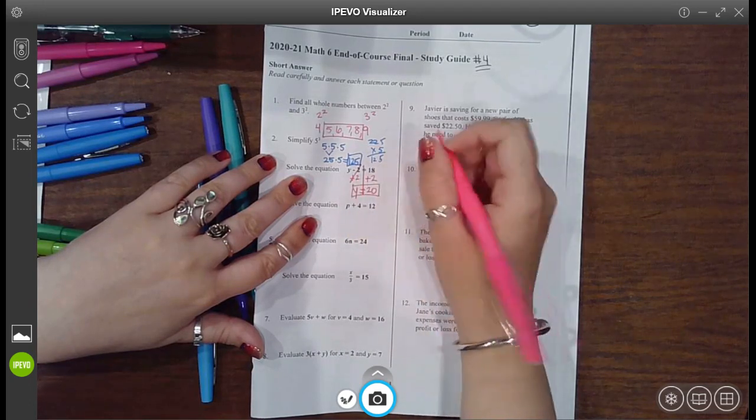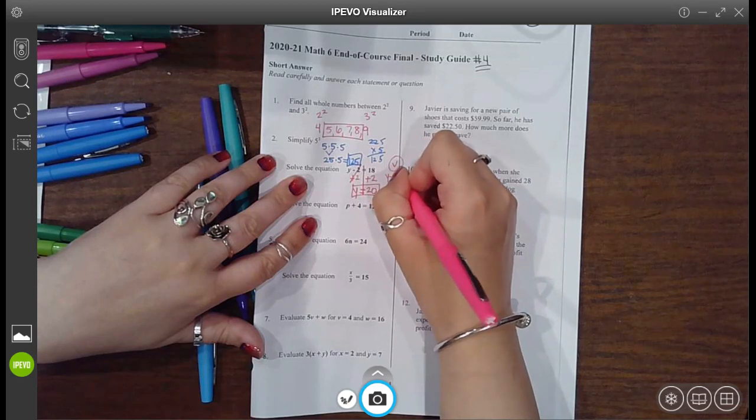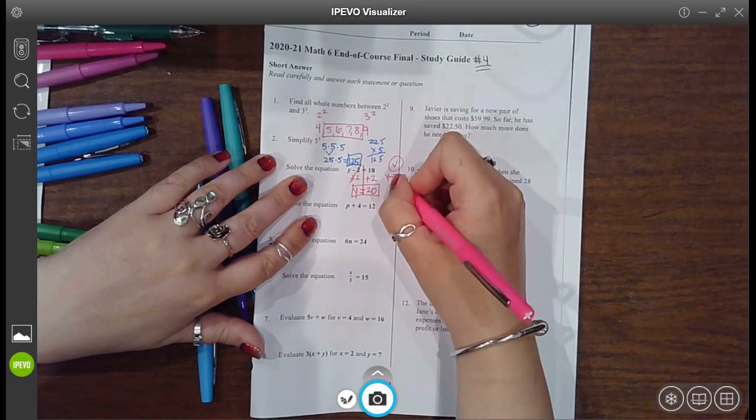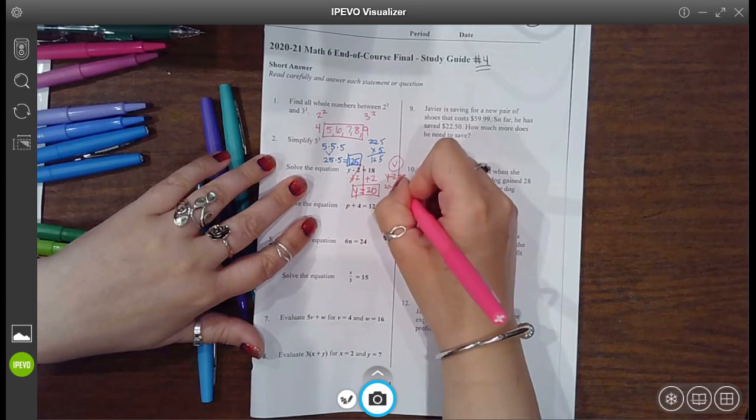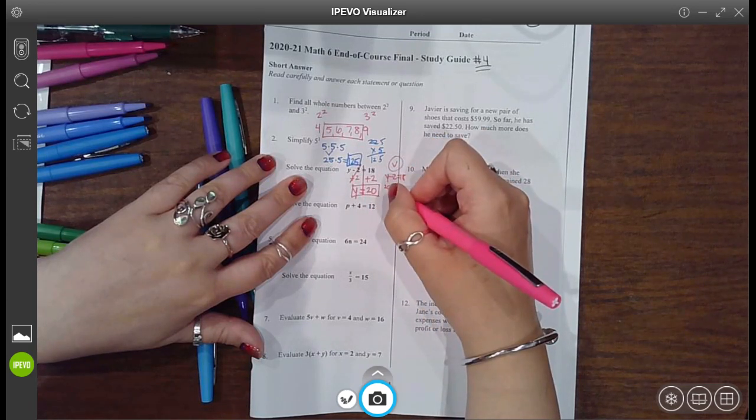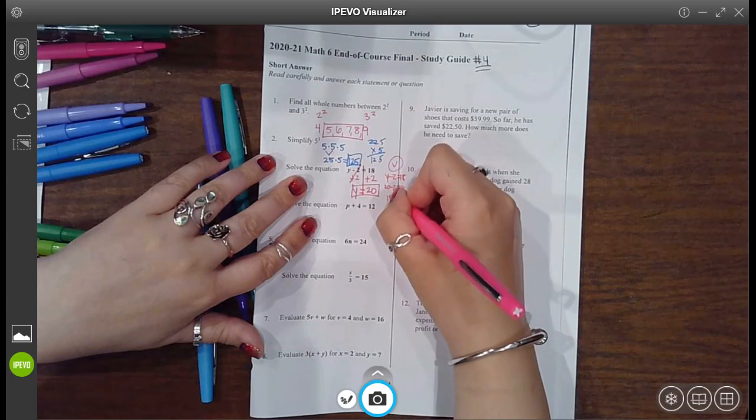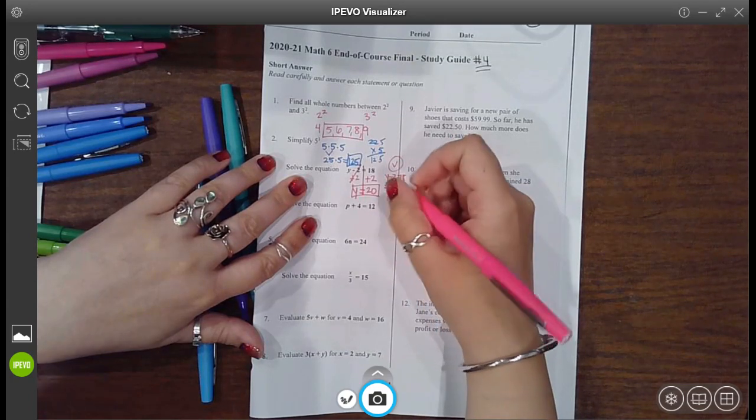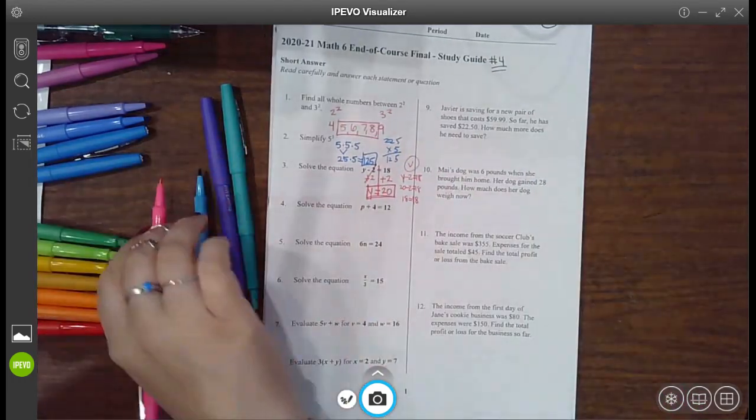Now, a smart thing would be to check it. Your original equation is y minus 2 equals 18. Replace y with what you think it is. So I replaced y with 20. 20 minus 2 is 18. Bring down your equals, bring down your 18. That's a true statement, so yes, 20 is indeed the correct answer.